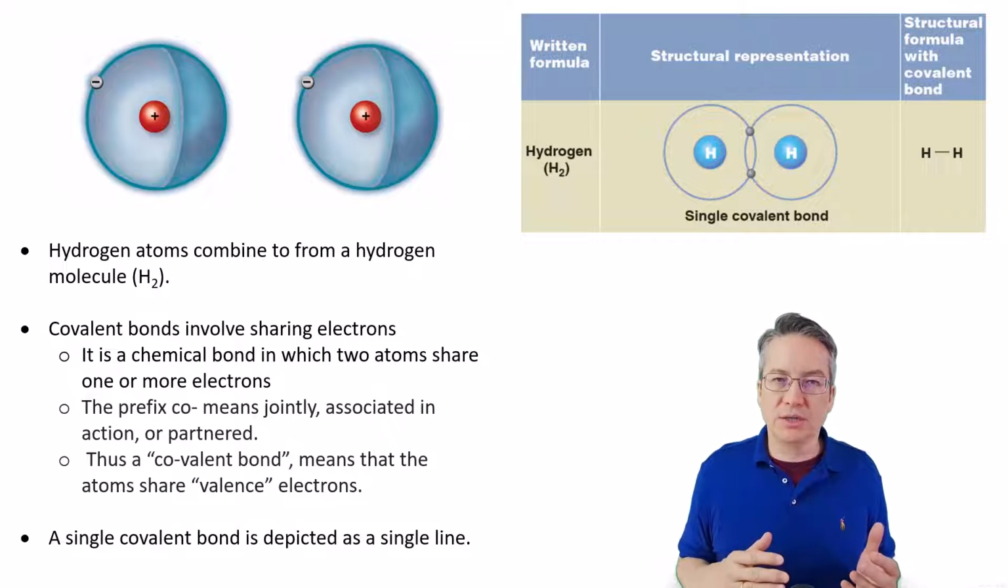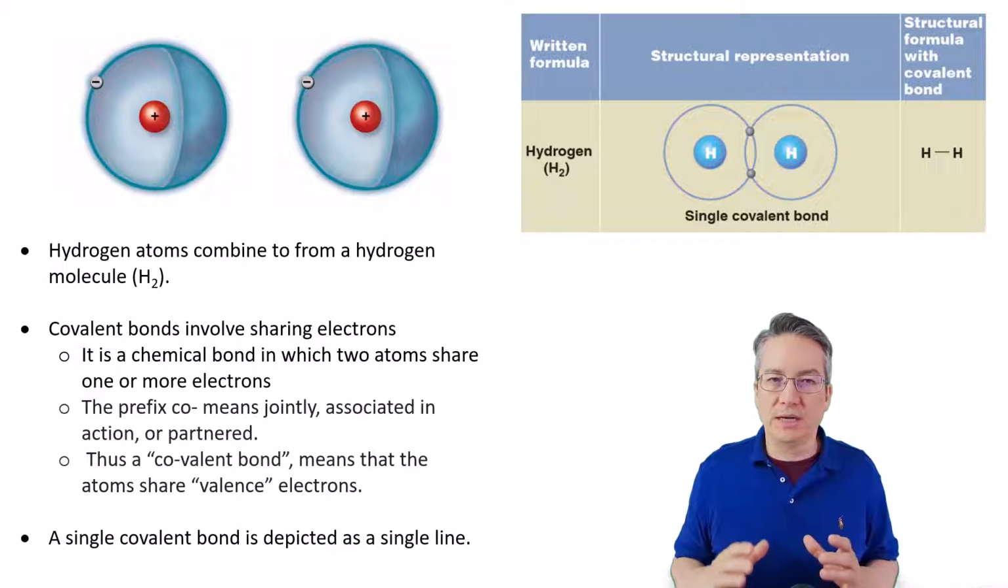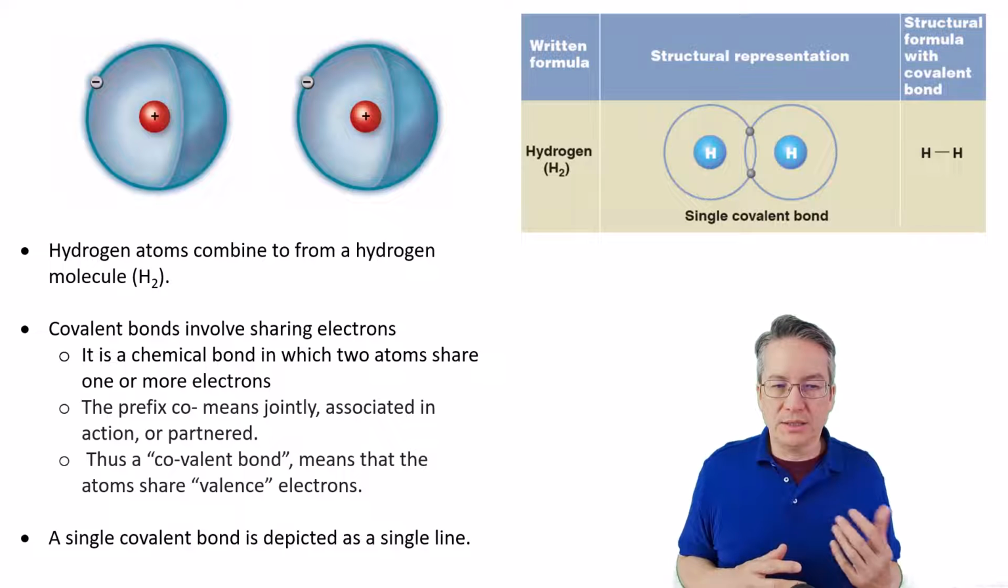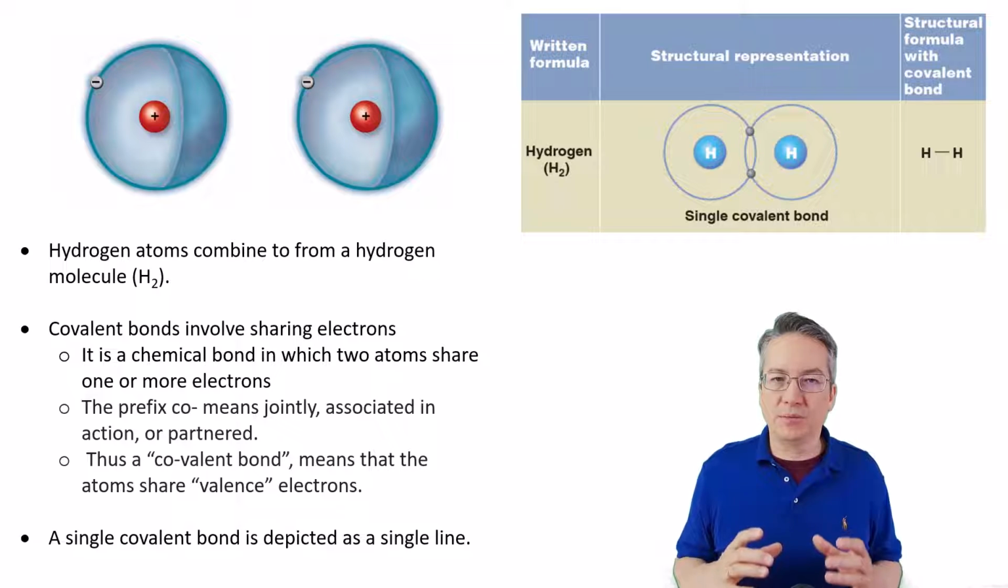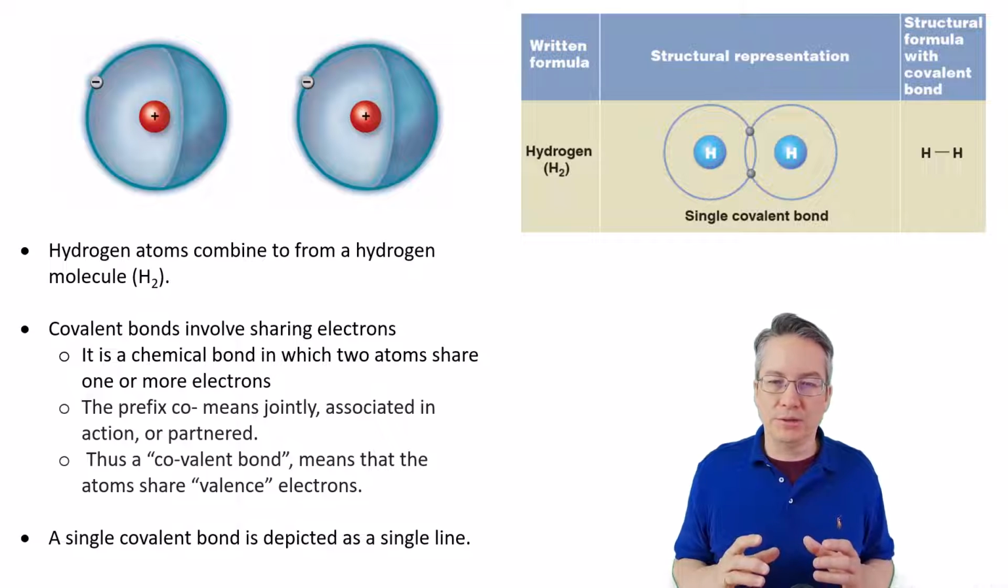Recall that I just mentioned a second ago that a valence electron is an electron in the outer shell of an atom that is able to participate in a chemical bond. A single covalent bond is depicted as a single line. Let's take a look at this. So if we go over here and look at our hydrogen atoms, once they combine, they form a single molecule now, H2. And you can see what they're doing here is that they're sharing a pair of electrons.